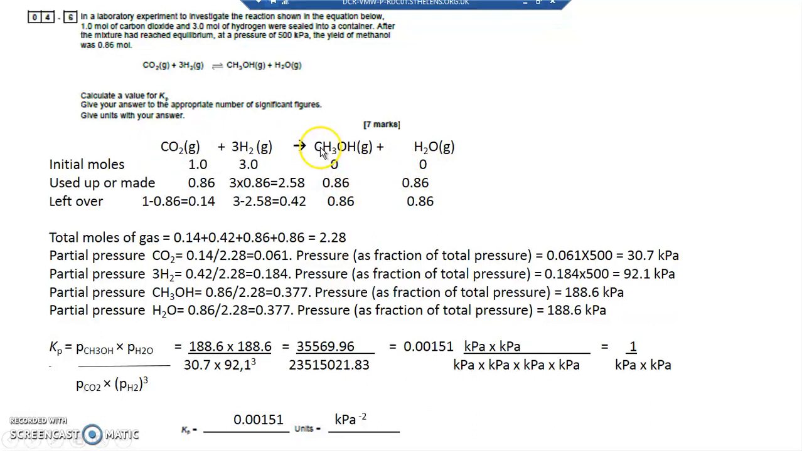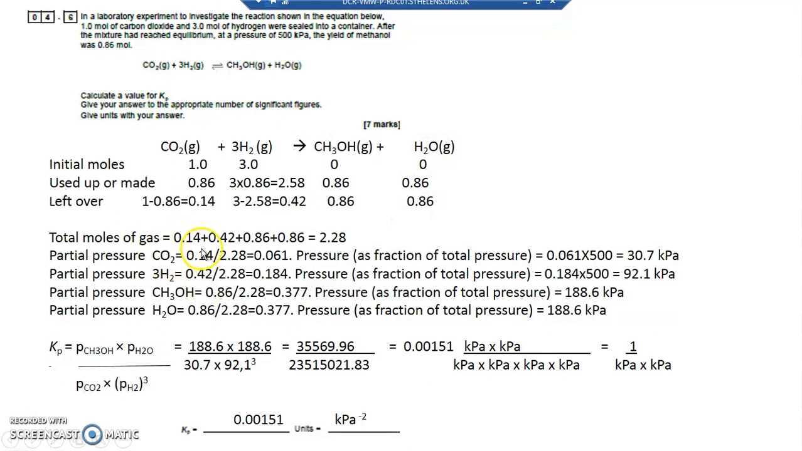1 mole of carbon dioxide makes 1 mole of methanol, so if I'm making 0.86 moles of methanol, then 0.86 moles of this must be used up because it's a reactant. 1 mole of carbon dioxide reacts with 3 moles of hydrogen, so 3 times 0.86 or 2.58 must be used up. Let's have a look what I've got in the equilibrium mixture. I started with 1, I've used up 0.86, I've got 0.14 left. I start off with 3 moles of hydrogen, I've used up 2.58, 3 take away 2.58 is 0.42, and I've got 0.86 of this made and 0.86 moles of water made as well.